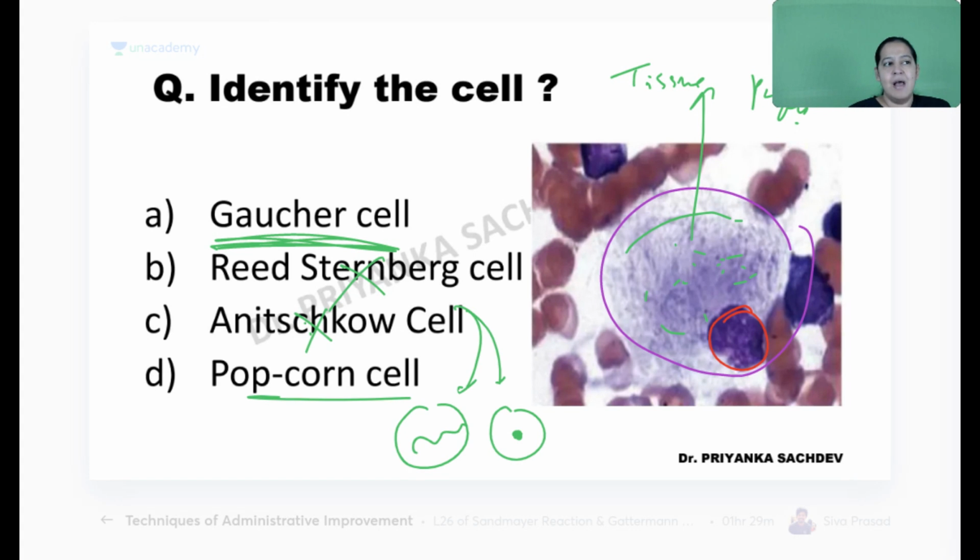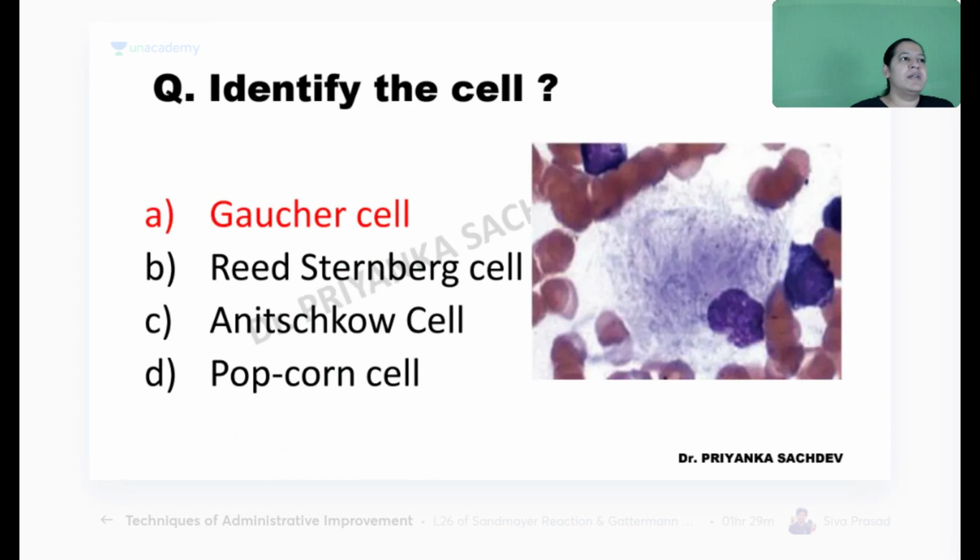It is not popcorn cell. Popcorn cell will have a nucleus looking like popcorn. So it is not popcorn cell, which is a type of RS cell only. So it is not the rest of the options. It is typically Gaucher, hai na? So Shatanik, Khushi and Niveda are first to answer it correctly.